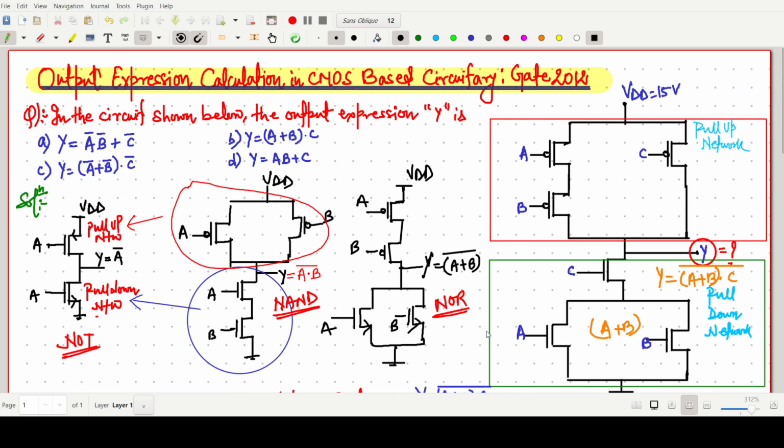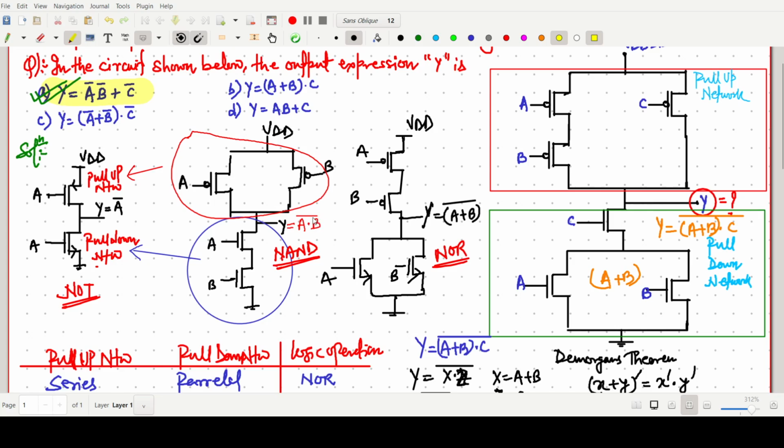So which one is correct? I think the first one is correct. This is the final answer. In this question we have to just think about this concept: if two things are in series in the pull down network, it will perform the NAND operation, and when two things are in parallel, it will perform the NOR operation. The pull up network will be just the opposite.